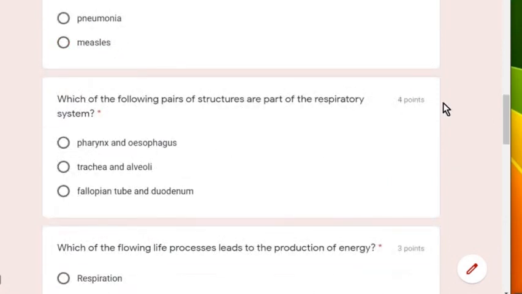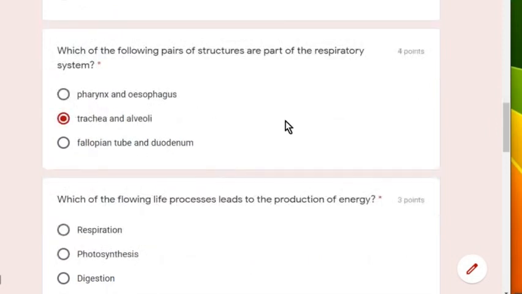Next question. Which of the following pairs of structures are part of the respiratory system? Pharynx and esophagus. Esophagus is in the digestive system, so it's not in the respiratory system. We have trachea and alveoli, so that is the correct answer. Then fallopian tube and duodenum. Fallopian tube is part of the female reproductive system, and the duodenum is part of the human digestive system. So the answer is trachea and alveoli.